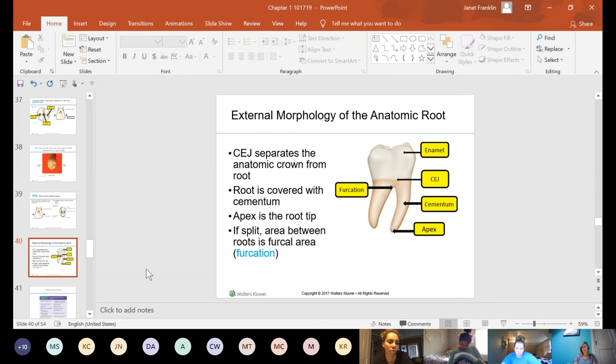The top part is enamel. The bottom part's the cementum. CEJ is where they meet. And then you can see you've got the apex of the root. And then on multi-rooted teeth, or teeth that have more than one root, you will have something called a furcation. It's where the two roots separate.